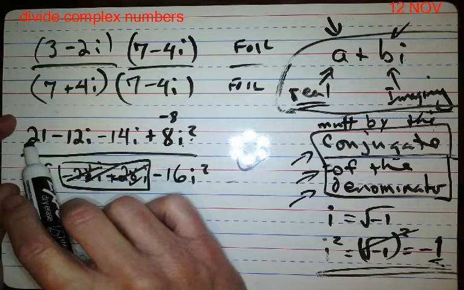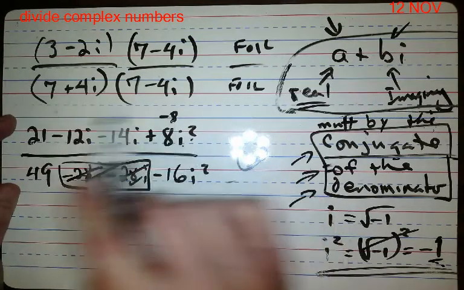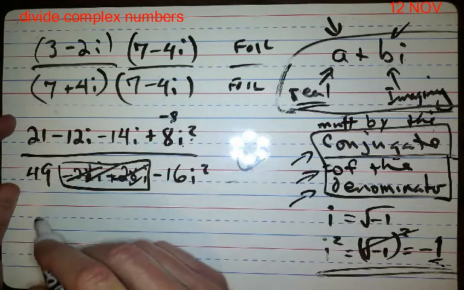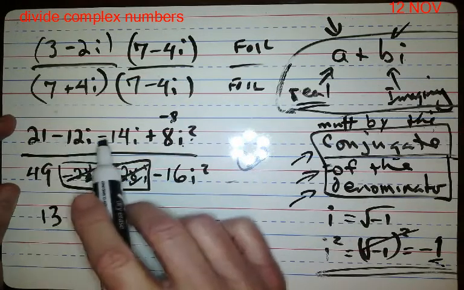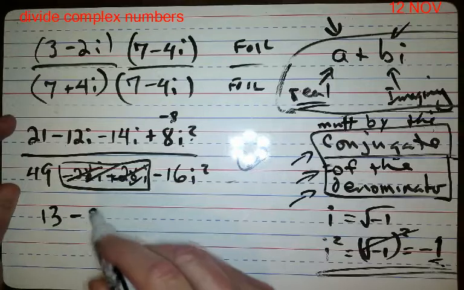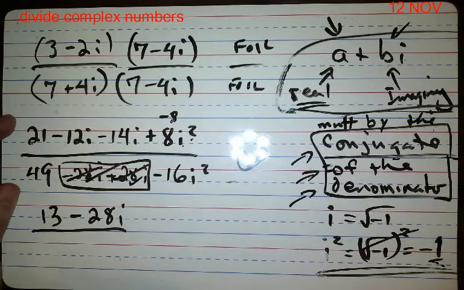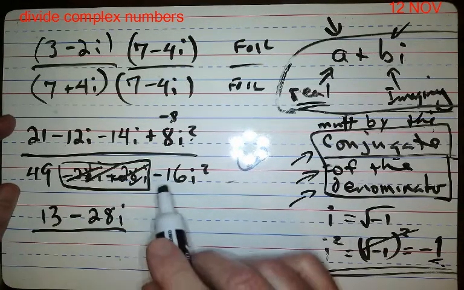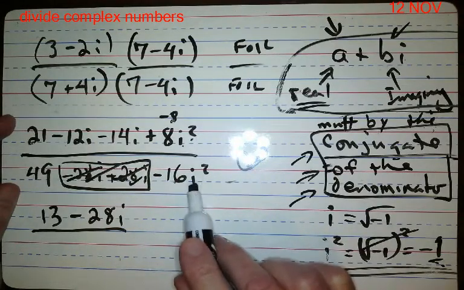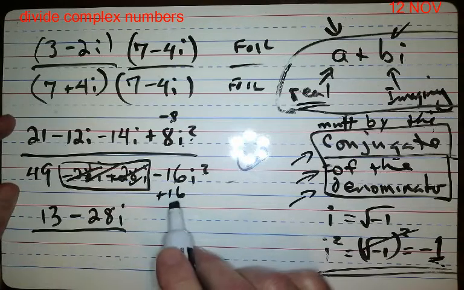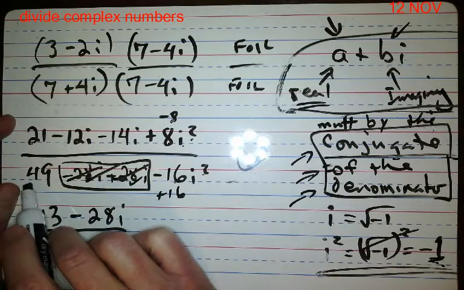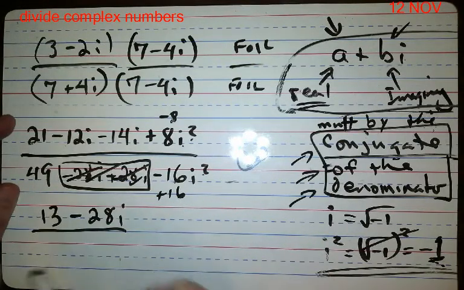So what's up front? 21 minus 8. Isn't that 13? Yes. Good. How about 12i and negative 14i? Negative 2i. Alrighty, look what we have. On the bottom, we have negative 16 times i squared. But remember, i squared is negative 1, so negative times negative is really positive 16. So 16 plus 49 is, what is it? 65 maybe? 65. Yes. All right. So I have 65 on the bottom and 13.